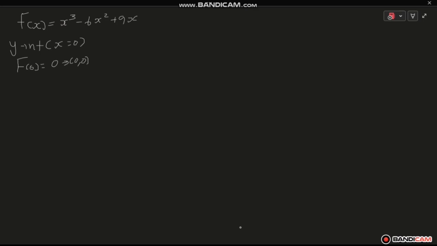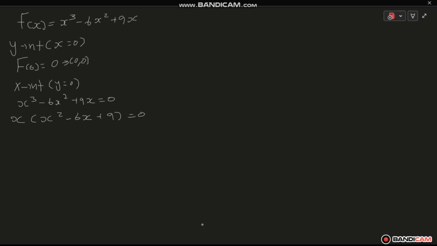Therefore we look for x-intercepts by letting y be 0. Where is y? y is f of x. Therefore x cubed minus 6x squared plus 9x equals f of x, which is 0. Then we have a common factor here, which is x. We'll take it out. We're left with x squared minus 6x plus 9 equal to 0.